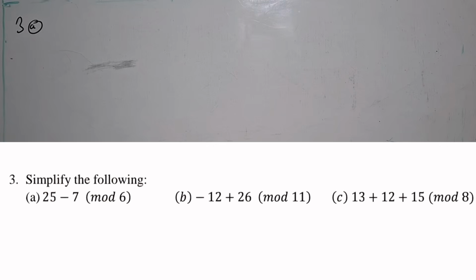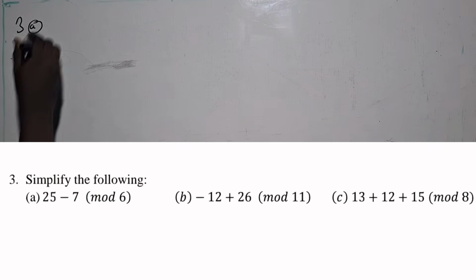So the A says we should simplify the following. The A is 25 minus 7 mod 6, negative 12 plus 26 mod 11, 13 plus 12 plus 15 mod 8. We are going to simplify all of them here, so don't worry.